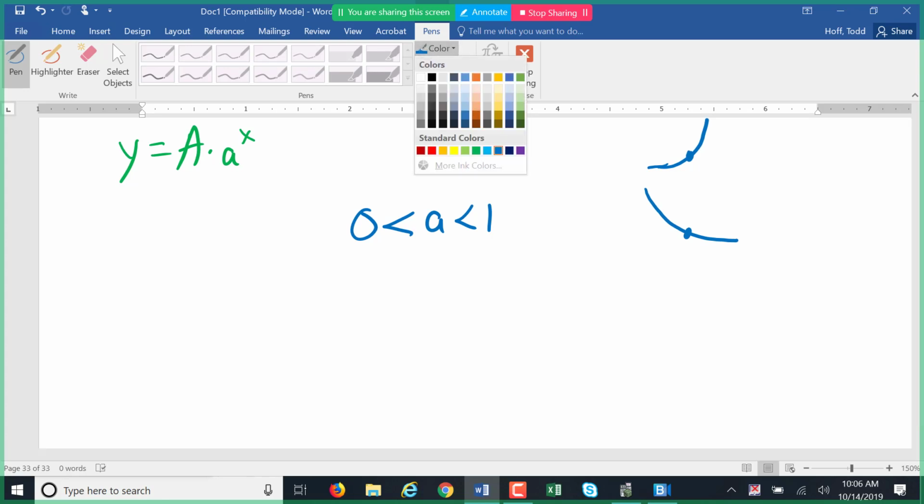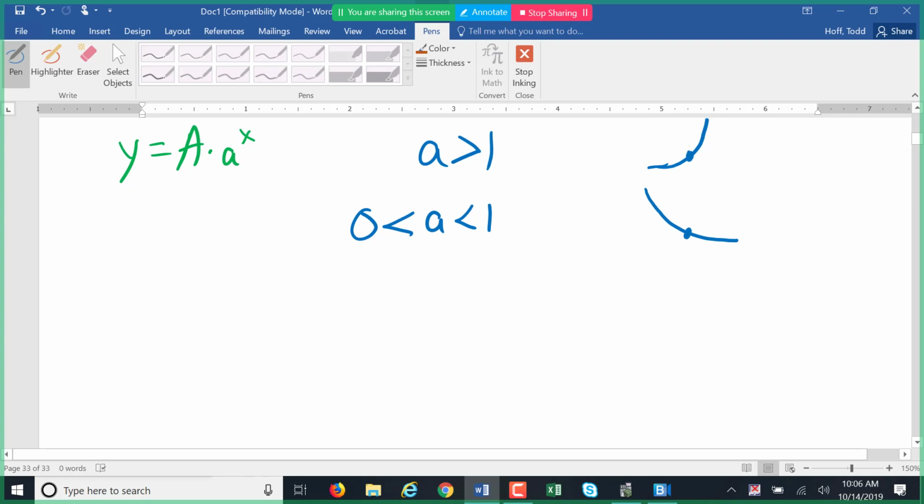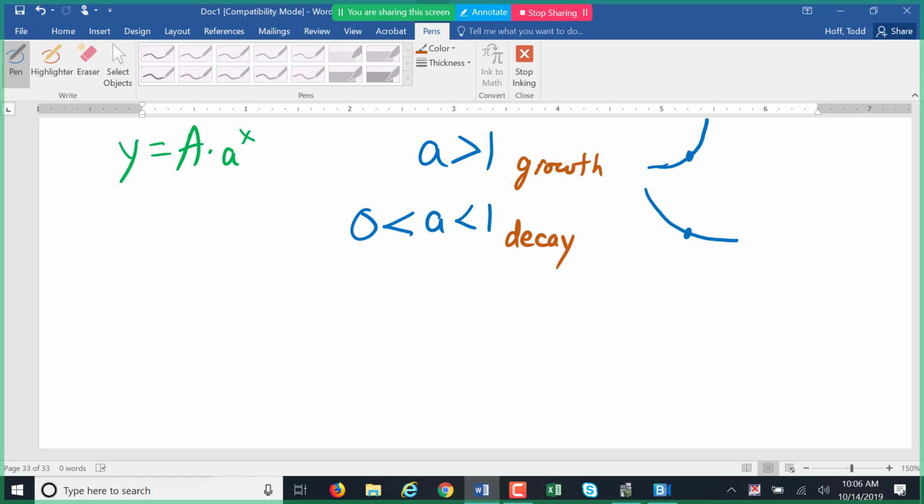There are special names for these. Little a being bigger than 1 is called growth. You see, it gets larger as it goes to the right. Little a being less than 1 is called decay. The value gets smaller as the values of x increase, decay.